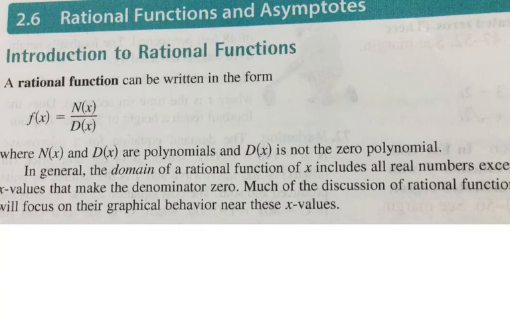Okay, so an introduction to rational functions. A rational function can be written in the form f of x equals n of x over d of x. Well, all they're saying is what? The function is a fraction, a ratio, a rational number. N and d are polynomials, but d cannot be 0.